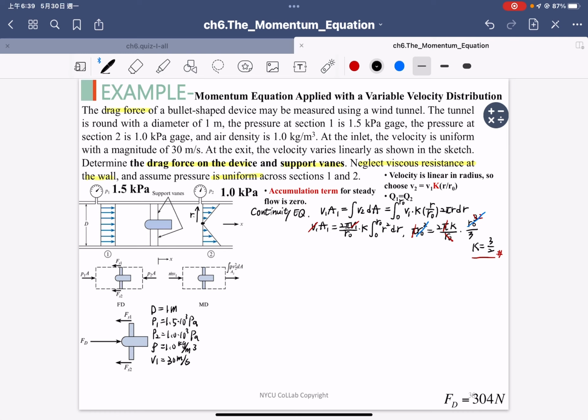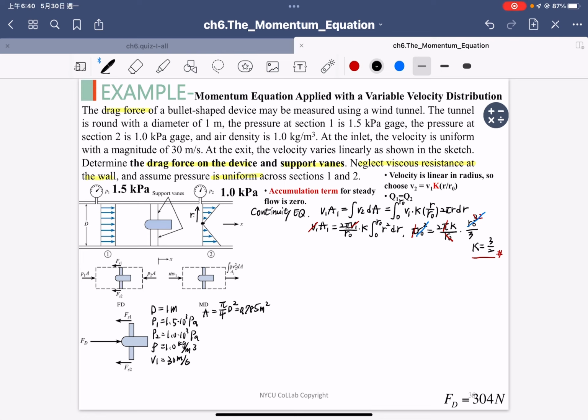Okay, and here we may calculate the area. The area will equal pi d squared divided by 4, and that equals 0.785 meters squared. Okay, so that's done. Now we focus on the drag force on the device.